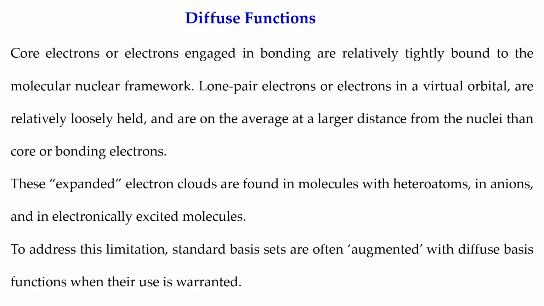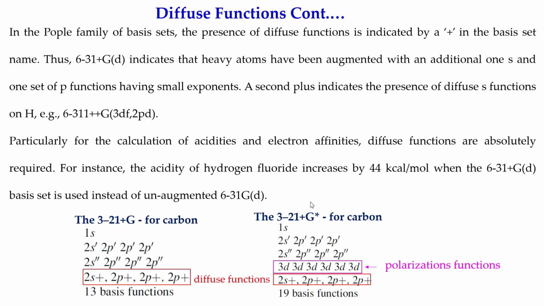These expanded electron clouds are found in anions, and they are also possible in electronically excited states. So to address these limitations, we have to augment, meaning we incorporate another function that we call a diffuse function, to express the diffuse electron cloud. Diffuse functions in the Pople basis set are added by a sign, that is plus.